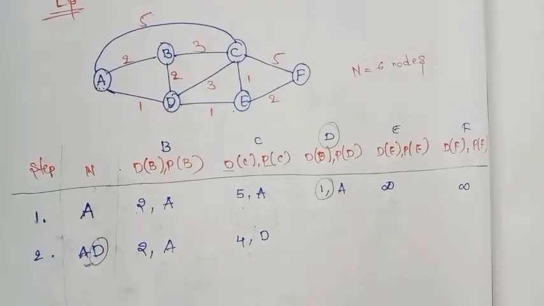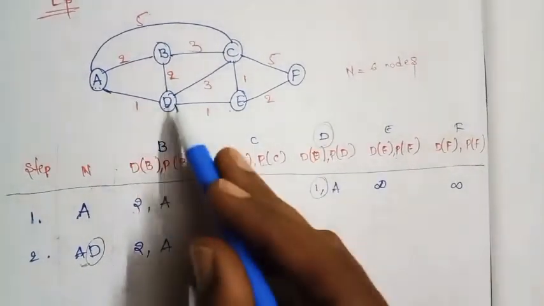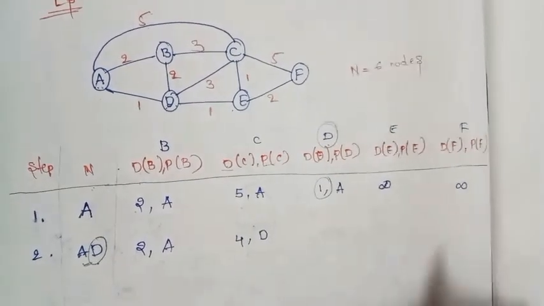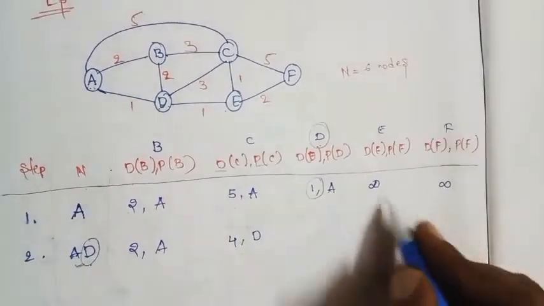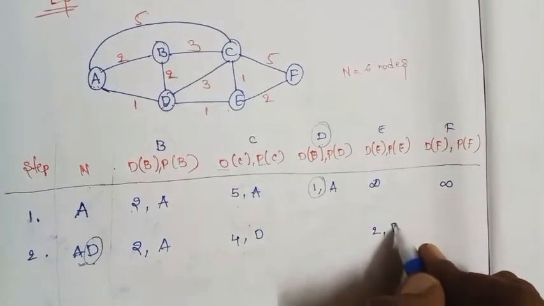That's it, guys. For the remaining, here we are not finding for D because it is already included in the node. So leave the D. You can put a hyphen or you can leave it like this. For E, if you find, we will get 2 comma D.